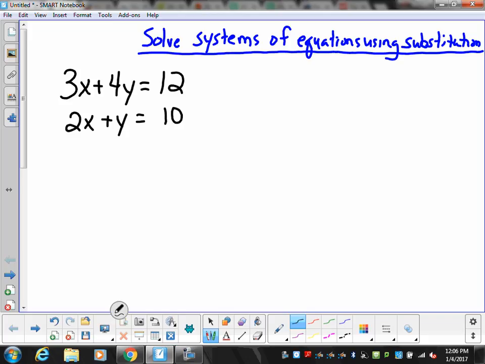Okay, but here's the system of equations that I wanted to solve using substitution. So let's start out with the question of what does it mean to substitute? Sub in. What happens when you sub in? Somebody gets out.